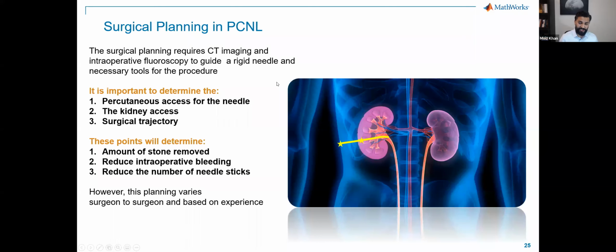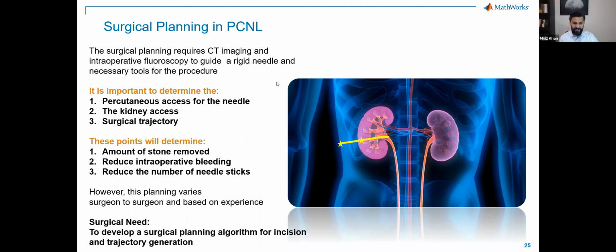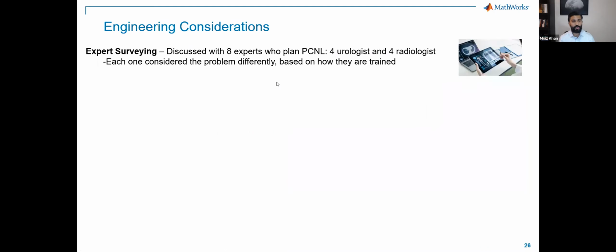But this planning varies surgeon to surgeon. Surgeons are trained in this procedure for many years, yet they all do this task quite differently. So what is the right path? What is it that will lead us to the best solution? And if we can figure that out, well, we can actually have a surgical planning algorithm that can be utilized by all surgeons for training and for actual surgical need. So this is what we did here.